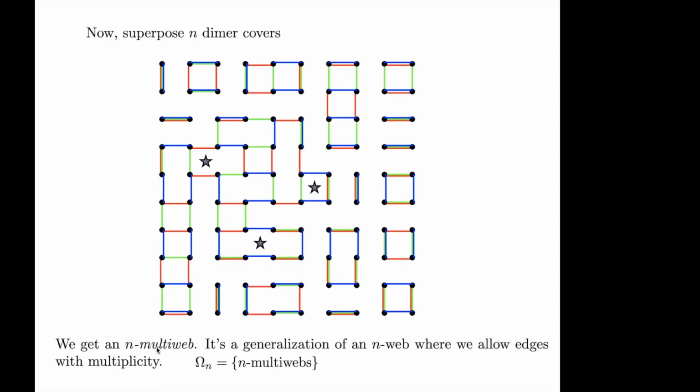But in what sense is it different from a web? It's because we allow multiplicity. So some edges have multiplicity 3, some have multiplicity 2, some have multiplicity 1. I'm going to call omega sub n the set of n multi-webs. If you want, you can just take a triple dimer cover, or n-fold dimer cover, and then forget the coloring, but remember the multiplicities, how many times each edge gets covered.